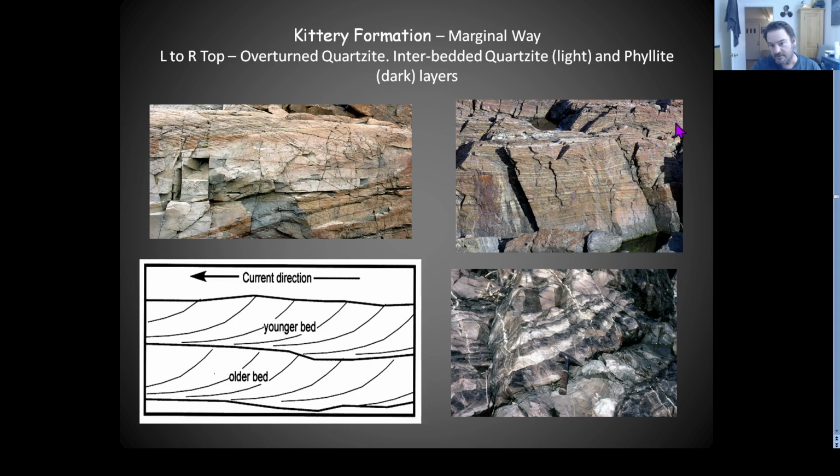Like right here, this looks like sort of ripples, but it's just a big chunk of rock. If I was standing here, this would be about 5 feet high. These are all over the marginal way. Again, this is the Kittery Formation. This is like it in all its glory. Layer after layer, and there's definitely some ripple marks right here. So water is going this way. And that makes sense because this would be facing east. This is just more of a close up, and you can see the quartzite, phyllite, and alternating layers. Pretty cool.